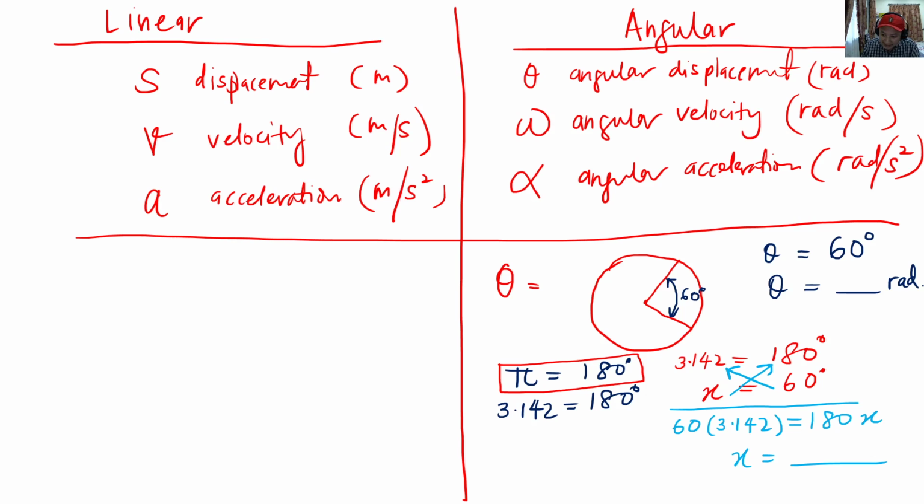Punch in your calculator. Although you are looking at me punching my calculator, use your calculator. 60 times 3.142 divided by 180. So you're gonna get 1.05 radian. So this is the radian. 60 degrees is actually 1.05 radian.